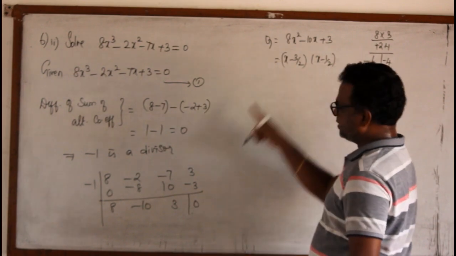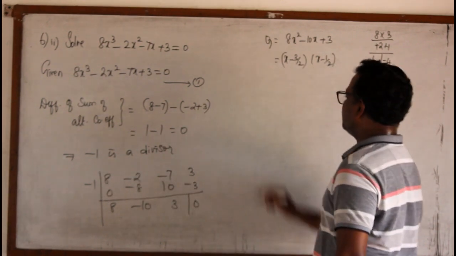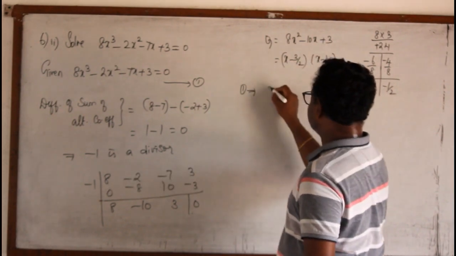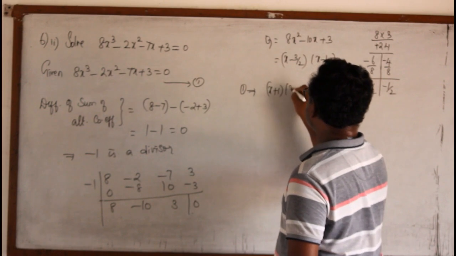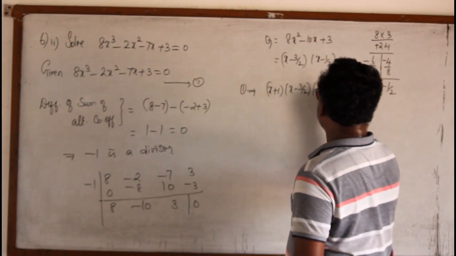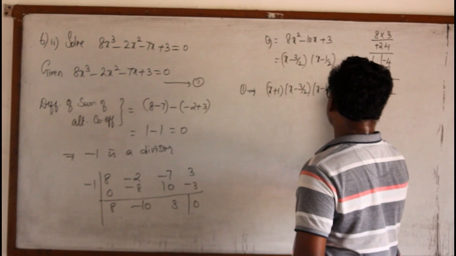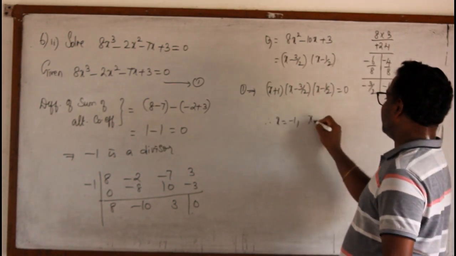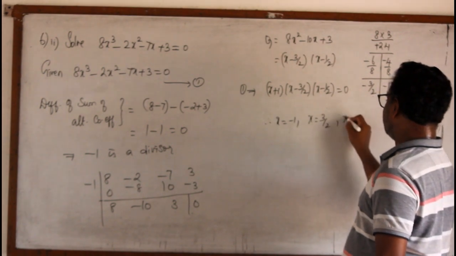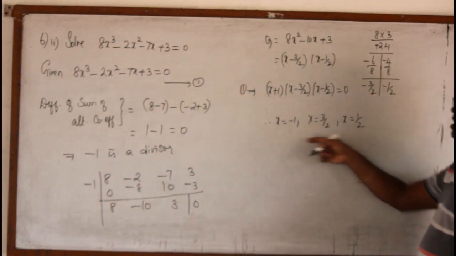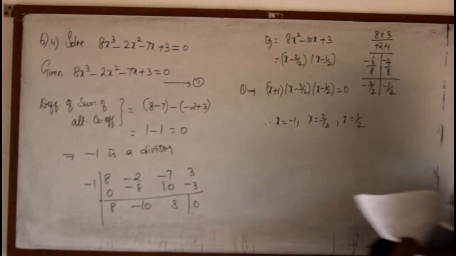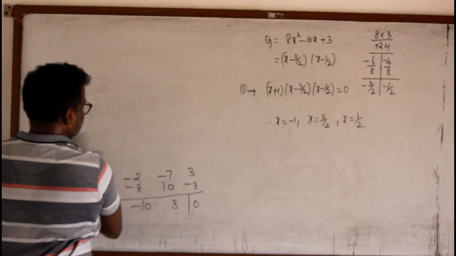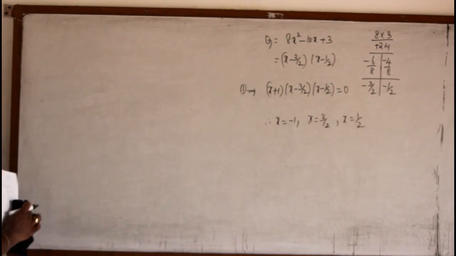So here 2 factors and then here I have a divisor. So 1 can be written as, already minus 1 is a divisor, means it is x plus 1, x minus 3 by 2, x minus 1 by 2 equal to 0. Therefore, x equal to minus 1, x equal to plus 3 by 2, x equal to 1 by 2 are the 3 roots. With that the sixth problem is over. Now we shall go for seventh problem.